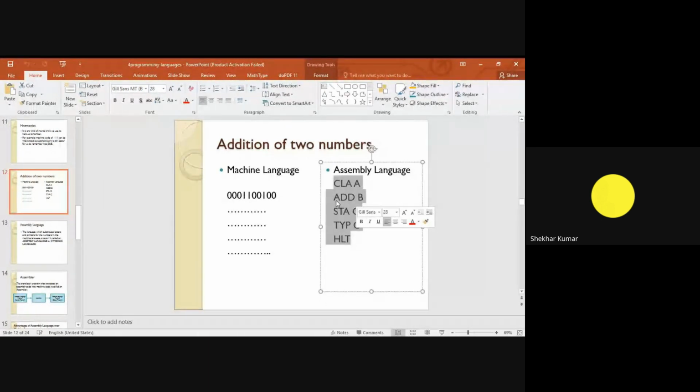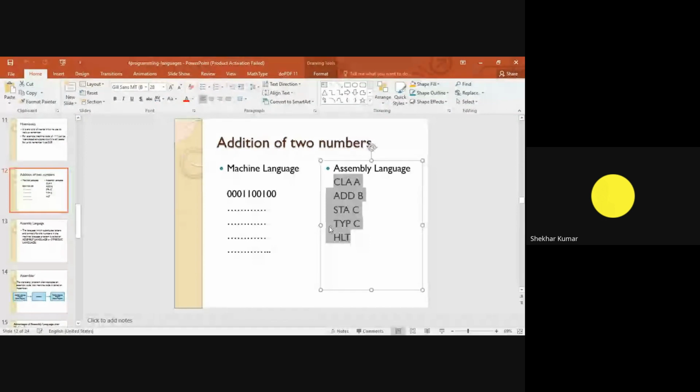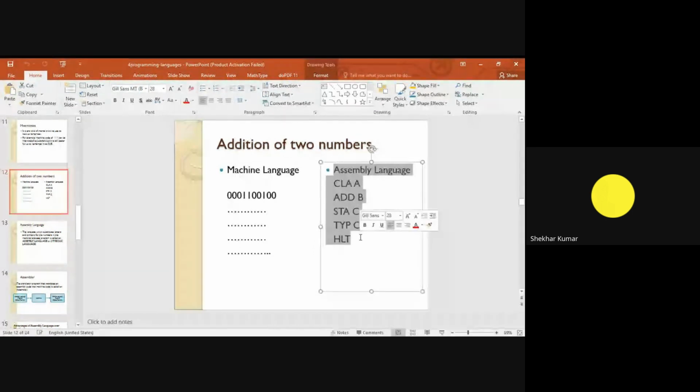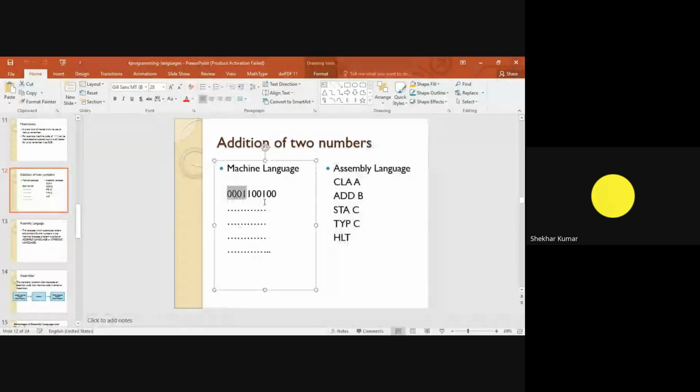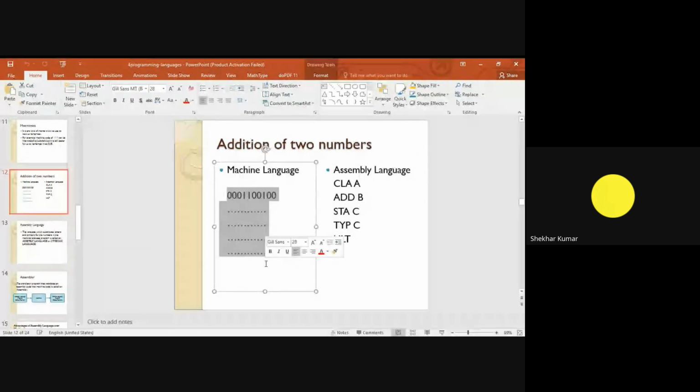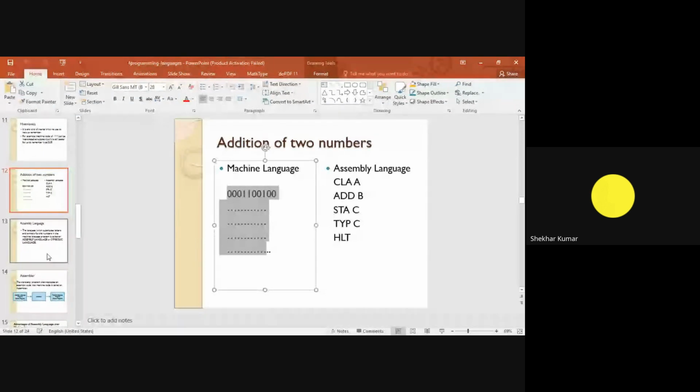Suppose these are your instructions: add, addition, subtract, halt, start, clear. So these assembly language instructions are converted into the binary representation with the help of your assembler. An assembler is a software that converts your assembly language instructions into machine level instructions.